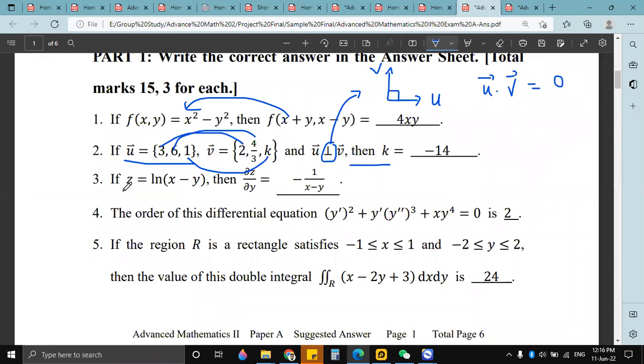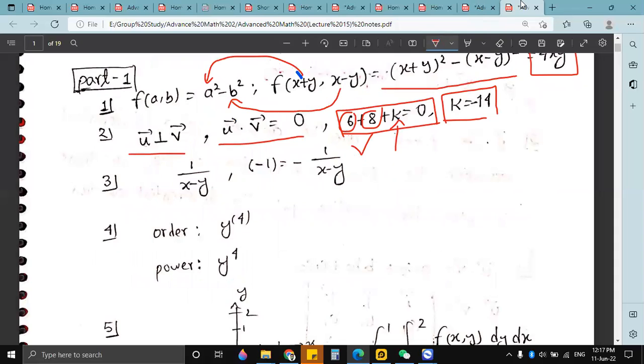The next question here is, if z equals ln of x minus y, then what is the partial derivative of z with respect to y? So let's see here, partial derivative of z with respect to y. We use the chain rule here. We let x minus y equal u. Okay, we let x minus y equal u. So the partial derivative of ln u will be 1 by u, and then we have to multiply, let me see, by minus 1.